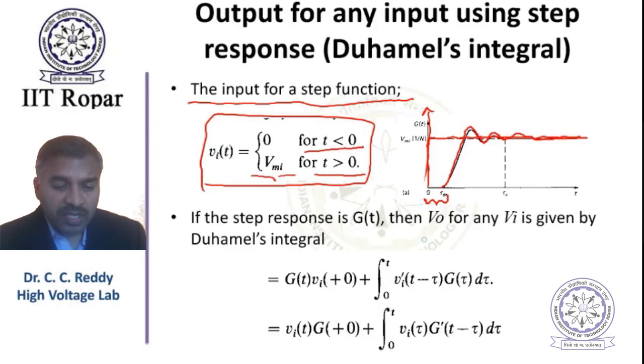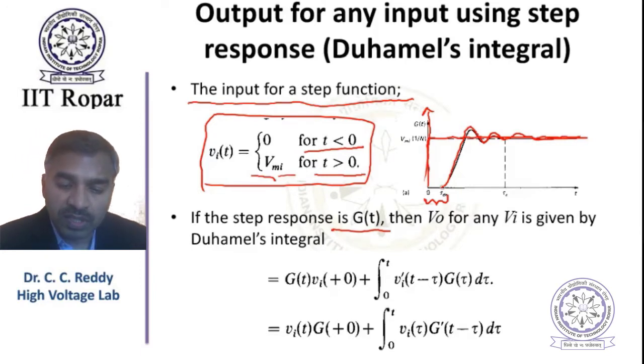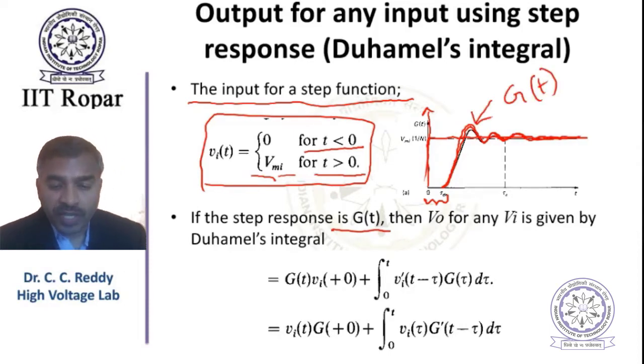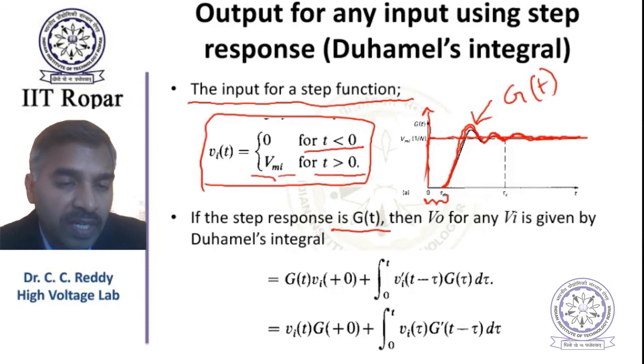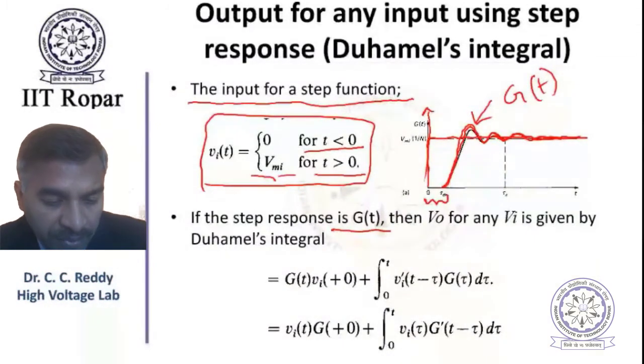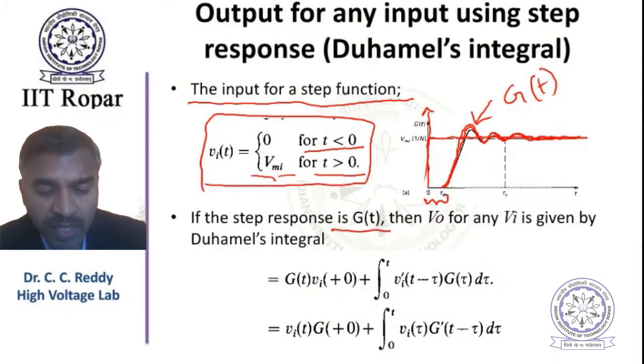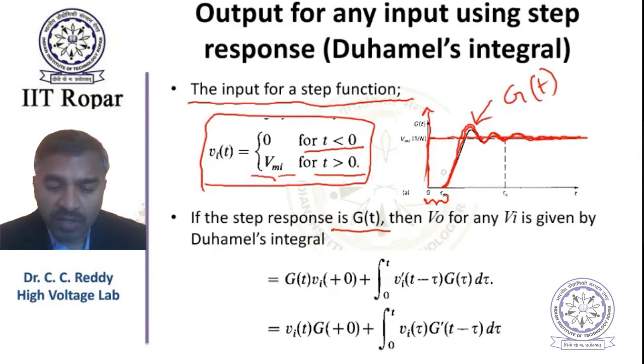Now, suppose the step response is given by g of t. This is the function g of t, the oscillatory response I have drawn. So this is capital G of t. If that is known, suppose we applied a step input at the test object location, and then we measured at the oscilloscope this G of t, whatever it is. Then, if we know that, how do we obtain the response for any arbitrary signal?